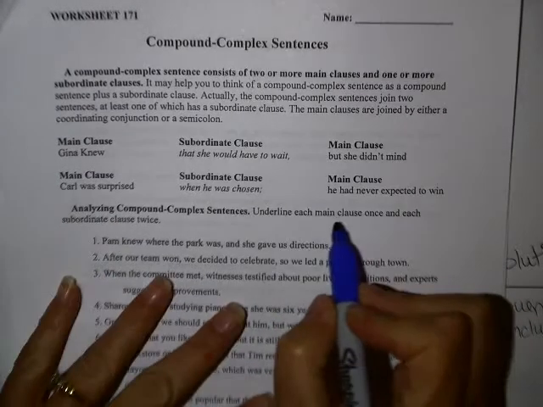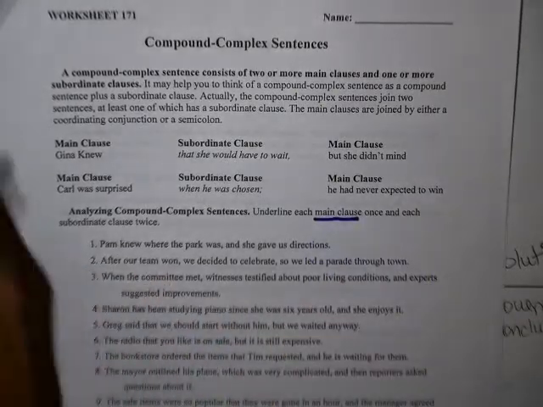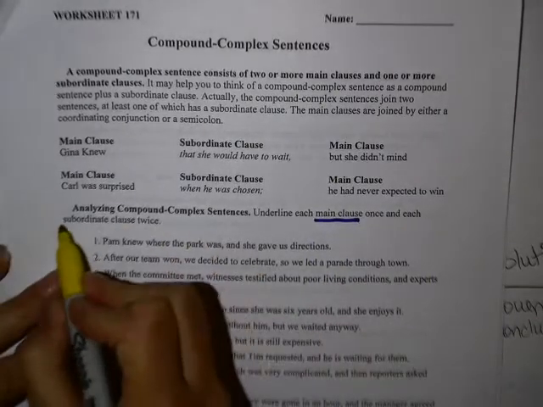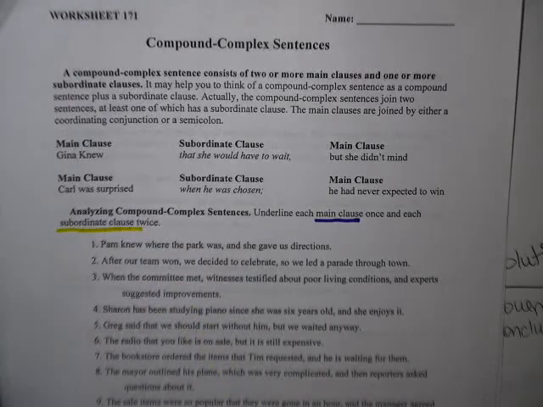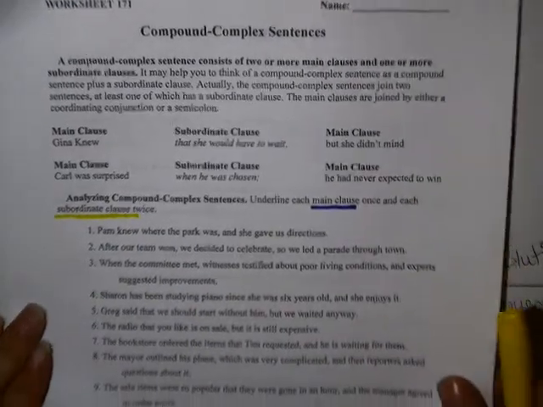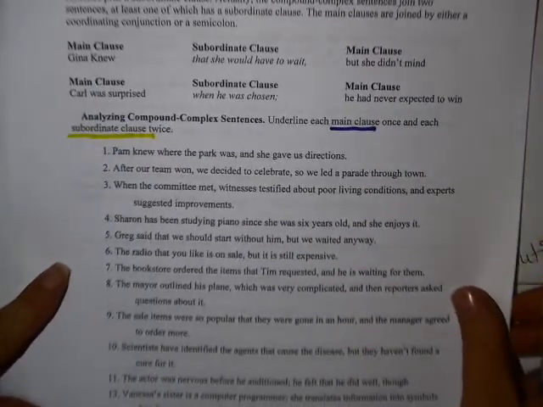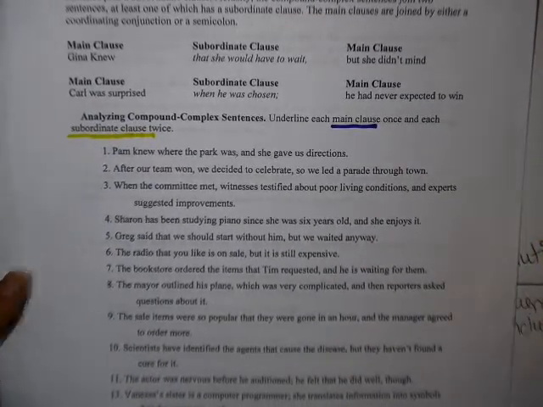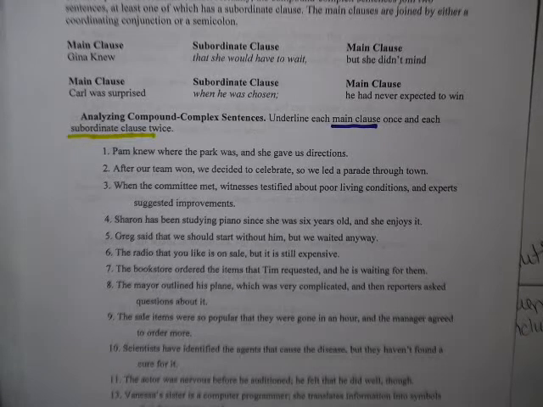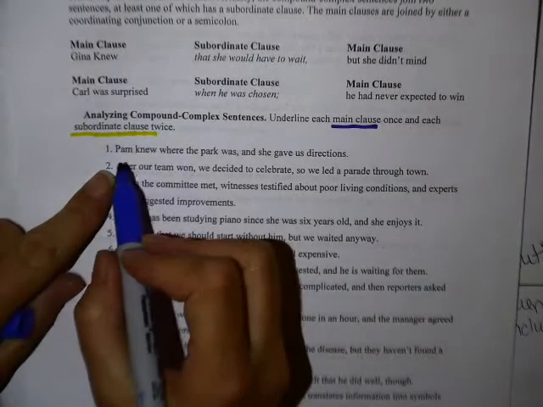I am going to use the main clause in blue, and I'm going to use the subordinate clause in yellow since that is what I have been doing. I'm going to go over just a few of these. Some of these are going to show compound sentences, some of them are going to show complex sentences, and some of them are both combined, compound complex or complex compound. So let's just take number 1.